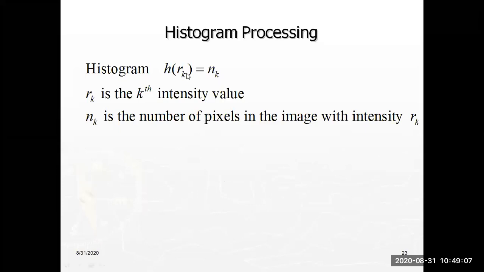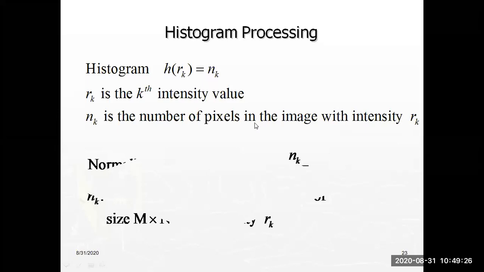Here r_k is the intensity value, and n_k is the number of pixels having that same intensity value. That is called a histogram. Simply, h(r_k) equals n_k. So this h indicates the histogram. Later on it is replaced with P, that is, probability.